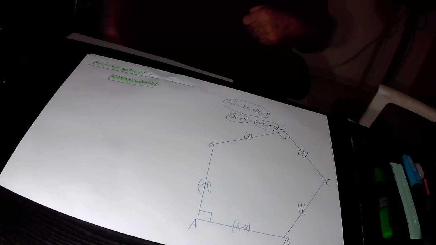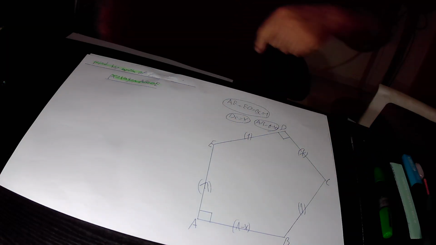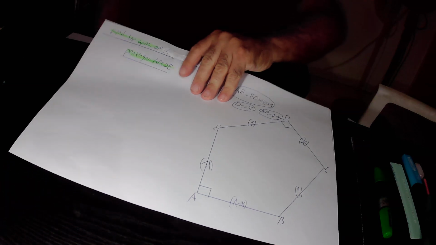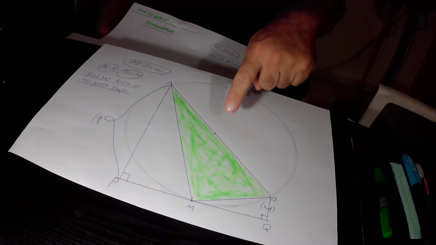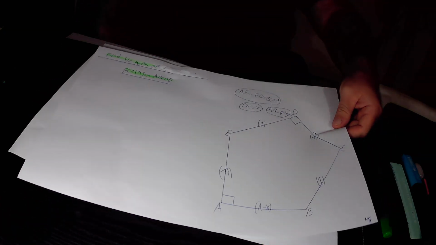In this lecture we'll answer two questions. In the first question we find out the area of this pentagon ABCDE, and in the second question we find out the area of this ring shape. So we'll start with the first question.